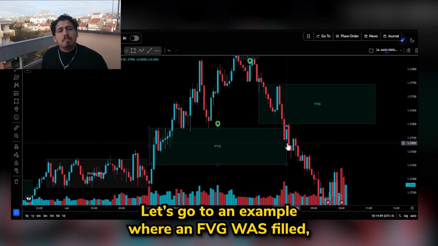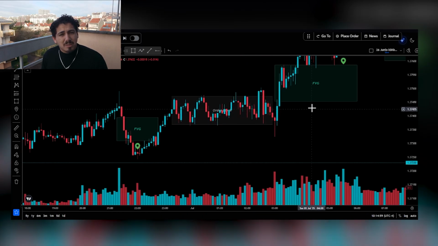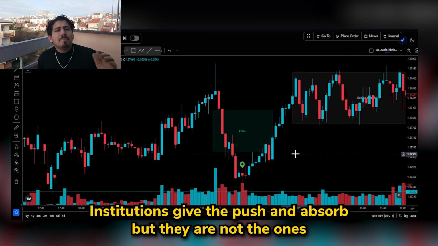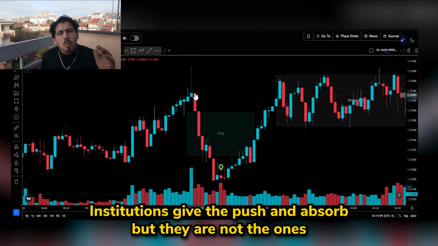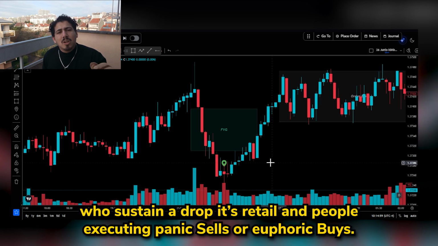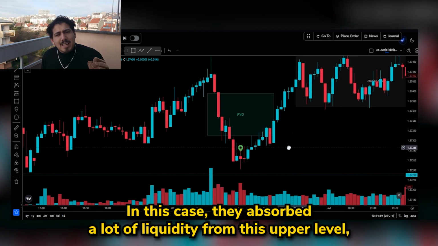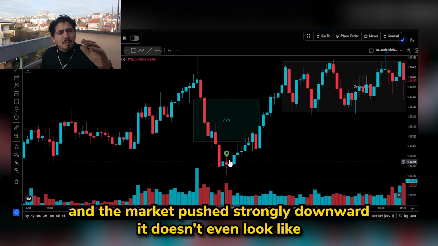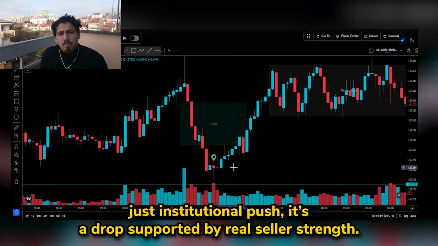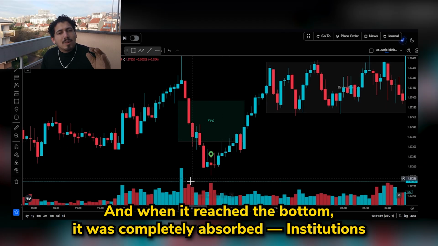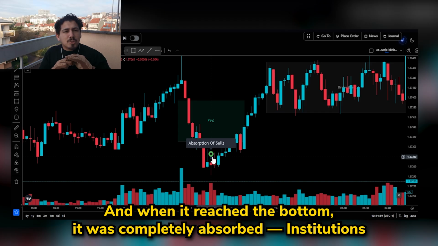So let's go to an example where a fair value gap was filled. And this one gives us important information. So what is it? Institutions give the push and absorb, but they are not the ones who sustain a drop. It's retail and people executing panic sales or euphoric buys. In this case, they absorb a lot of liquidity from this upper level and the market pushes strongly downward. It doesn't even look like just an institutional push. It's a drop supported by real seller strength. And when it reached the bottom, it was completely absorbed.